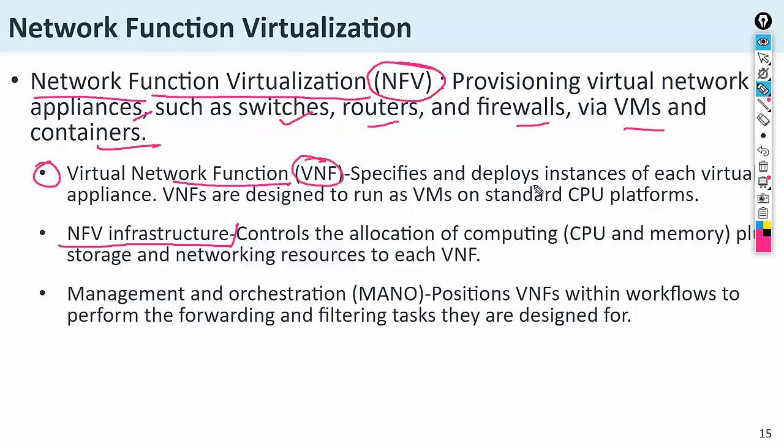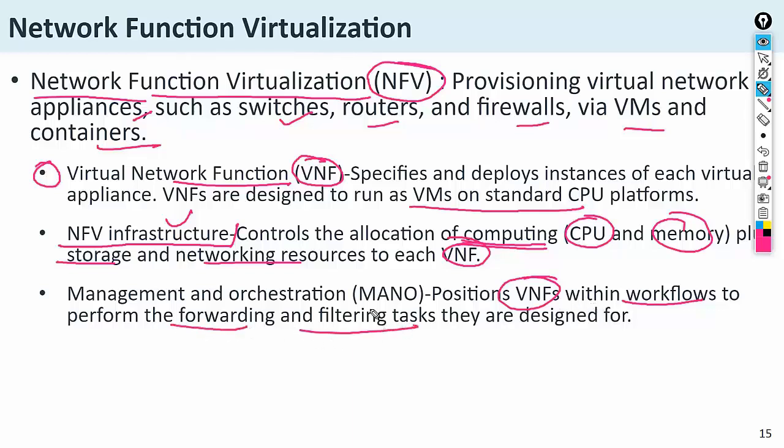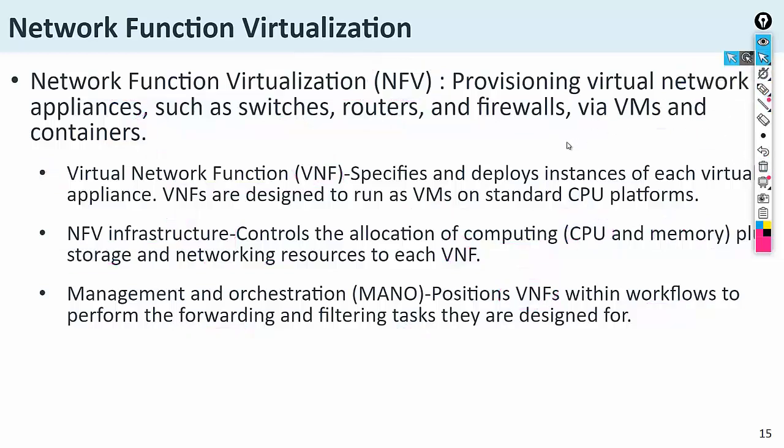VNF specifies the deployment of each virtual appliance instance, which is designed to run as a VM on a standard CPU platform. Infrastructure means control and allocation of computing, meaning CPU and memory, as well as storage and networking resources for every network function virtualization. Management is important for managing all the appliances or VNFs, virtual network functions, within the workflow. In this case you can do network forwarding or filtering. It depends on you which type of configuration you are going to do.